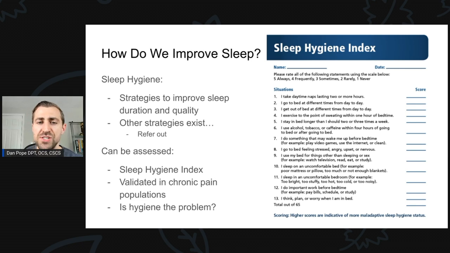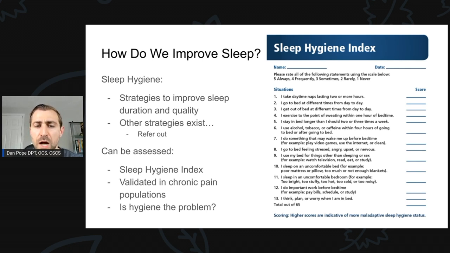So basically, you give your patients this sleep hygiene index, you put your name, the date on there, and it says, please rate all the following statements using the scale below. 5, always. 4, frequently. 3, sometimes. 2, rarely. 1, never. The first situation, I take daytime naps lasting 2 or more hours. Number 2, I go to bed at different times from day to day. Number 3, I get out of bed at different times from day to day. Number 4, I exercise to the point of sweating within 1 hour of bedtime. Number 5, I stay in bed longer than I should 2 or 3 times a week.